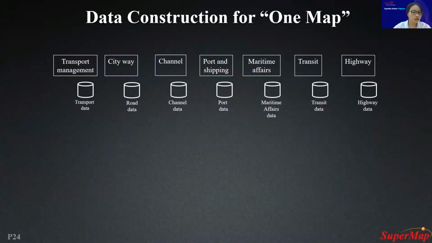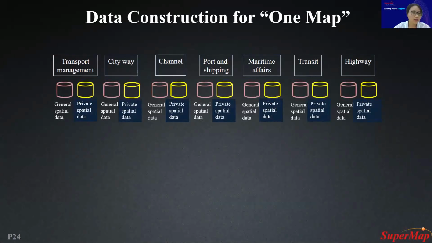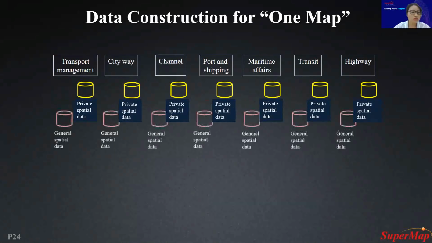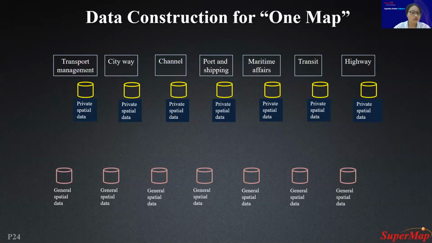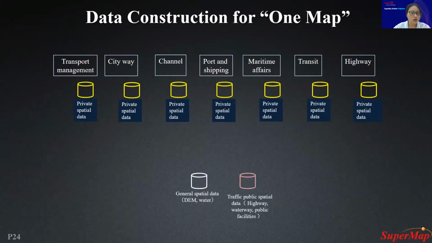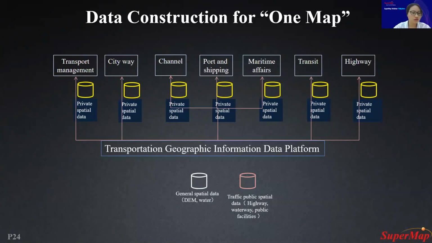Each industry has its own set of data. We provide classified storage based on the data standard. Each industry's data can be divided into general spatial data and industry private spatial data. General spatial data can be integrated into one general spatial database and one traffic public spatial database. Finally, three types of databases compose the transportation geographic information data platform.